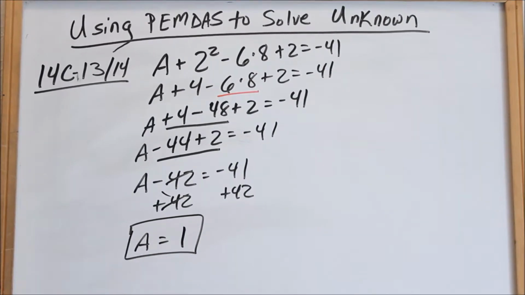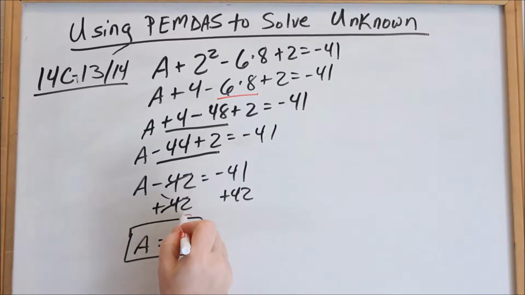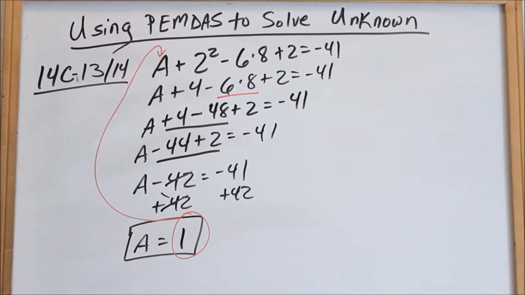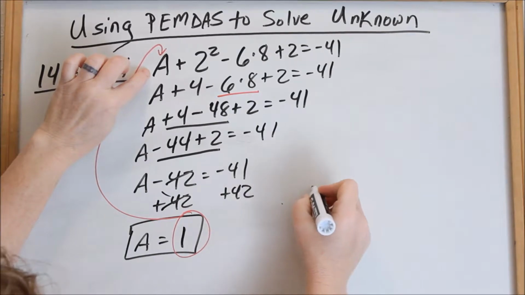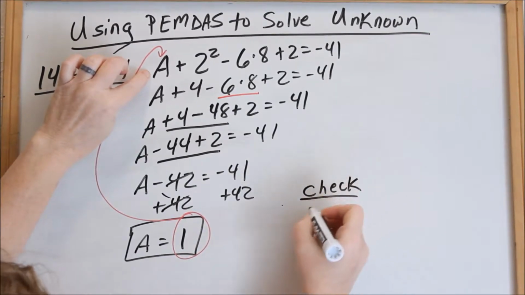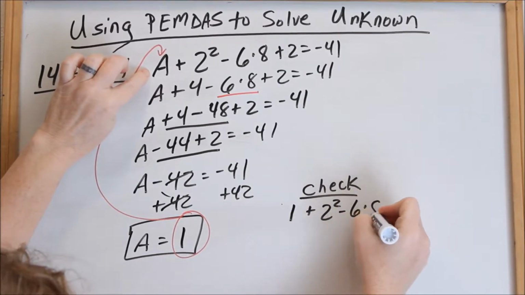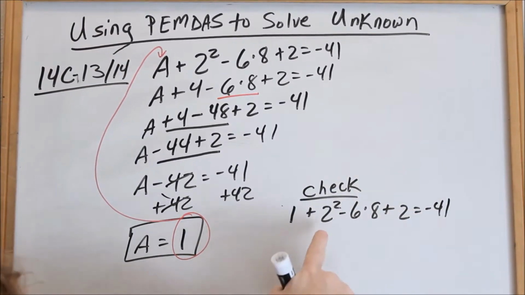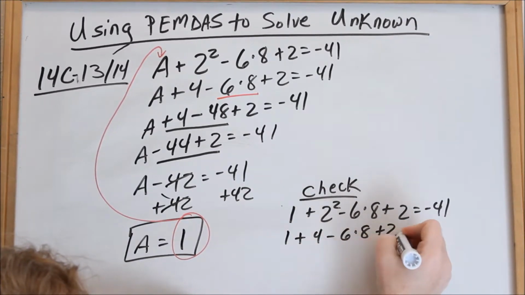Alright, now you check. So when you check, you take this, A is 1, and you put it back into the original equation everywhere you see an A. That is the only place that we see an A. So I'm going to rewrite this, but instead of writing A, I'm writing a 1. So when I check, here I have 1 plus 2 squared minus 6 times 8 plus 2 equals negative 41, and I still use PEMDAS to check. So exponents first. 1 plus 4 minus 6 times 8 plus 2.